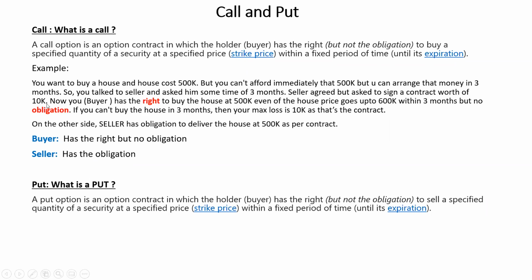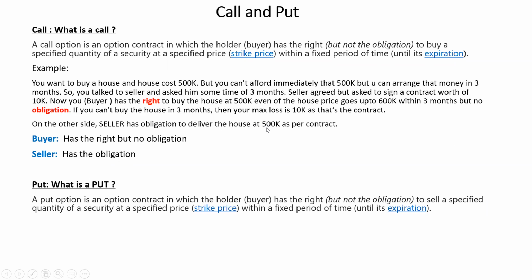How much is the buyer losing in case he cannot arrange the 500K? He's losing this 10K. If you can't buy the house in 3 months, then your max loss is 10K, as that's the contract. On the other side, the seller has the obligation. So here, who has the obligation? The seller. The seller has the obligation to sell you the house at 500K, but the buyer has the right because the buyer is not obligated to buy the house at 500K. If the buyer is not buying, he's just losing 10K.